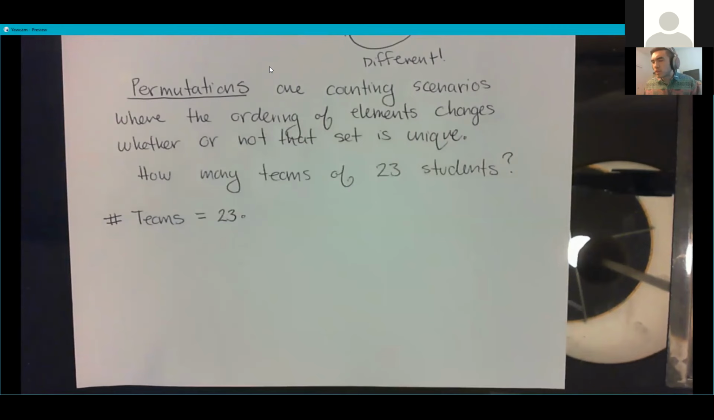And then how many people could be in that second role? How many researchers could we have? 23. I'm going to say not 23, because if I select you to be the captain, you also can't be the researcher. 22. Yes, 22.